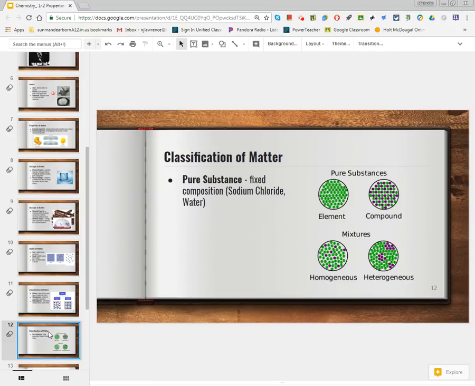Now, another way we can classify matter is what's called a pure substance. A pure substance is something that has a fixed composition, or a definite composition, or an exact composition. Now, if an element is just one type of atom, let's look at this circle here. Let's say this right here is all just sodium. If this was a chunk of sodium and had all these different atoms of just sodium sitting there, it would be a pure substance because it's still just one thing together.